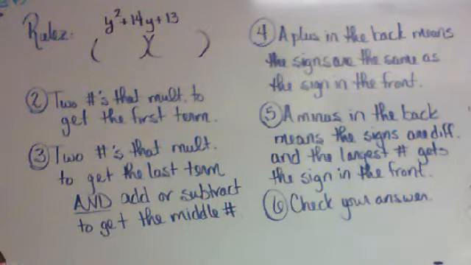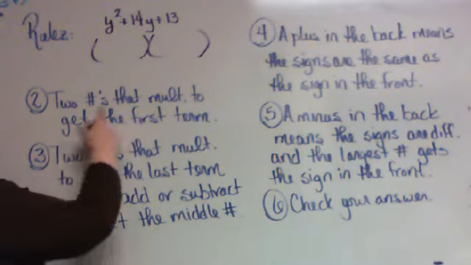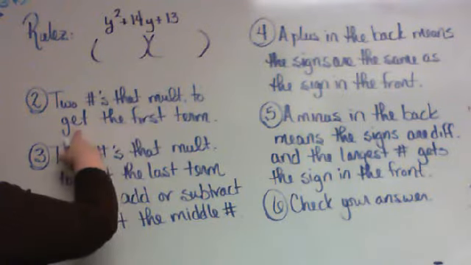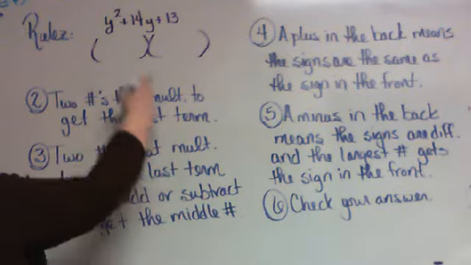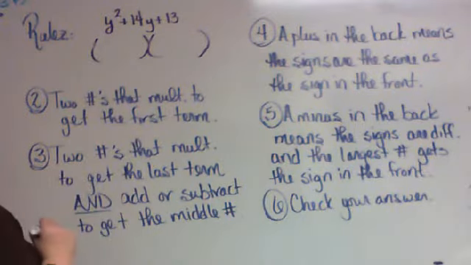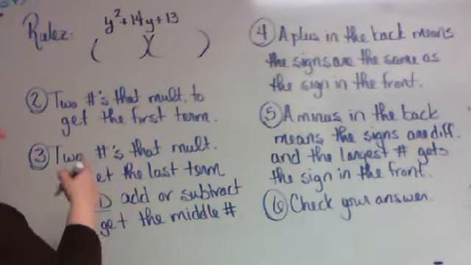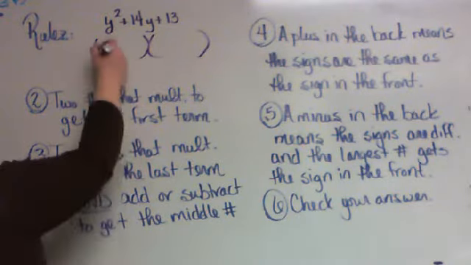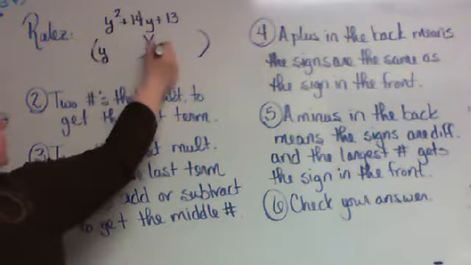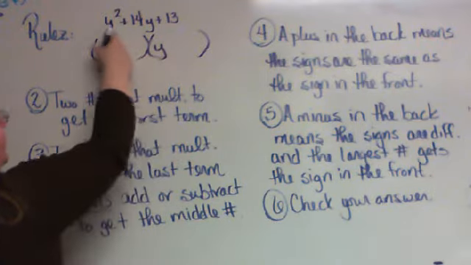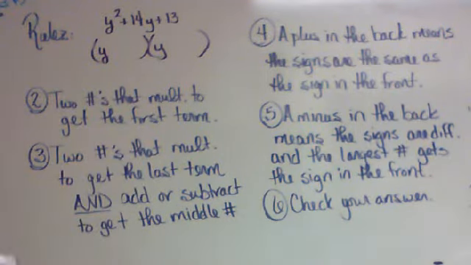That's the skeleton. So step 1 is to draw the skeleton. Step 2 is to find 2 numbers that multiply together to get the first term. My first term is y times y, which is y squared. So the only thing to multiply together to give you y squared is y times y. So I'm going to have to put my y's in the front. Y times y gives me y squared. That's pretty simple.